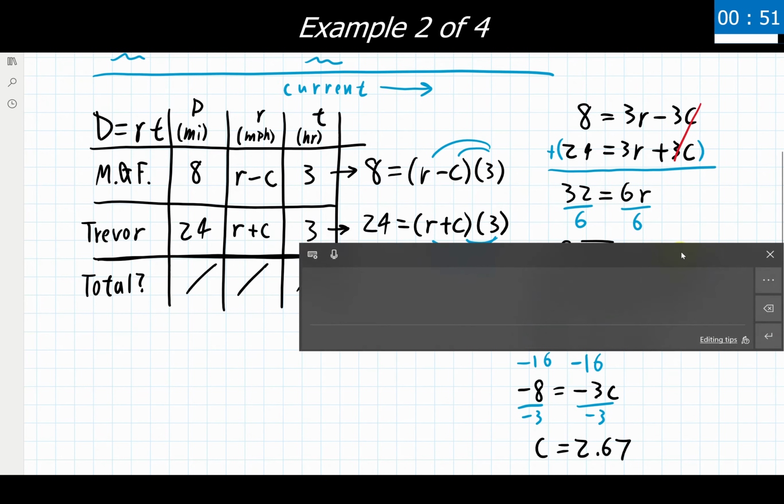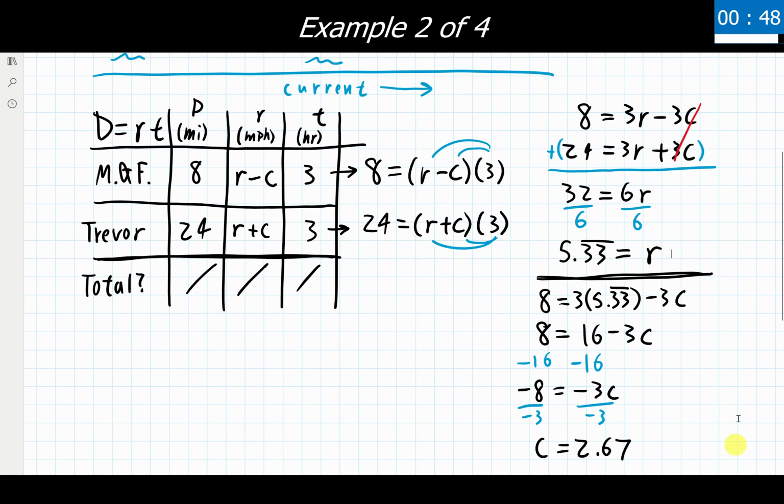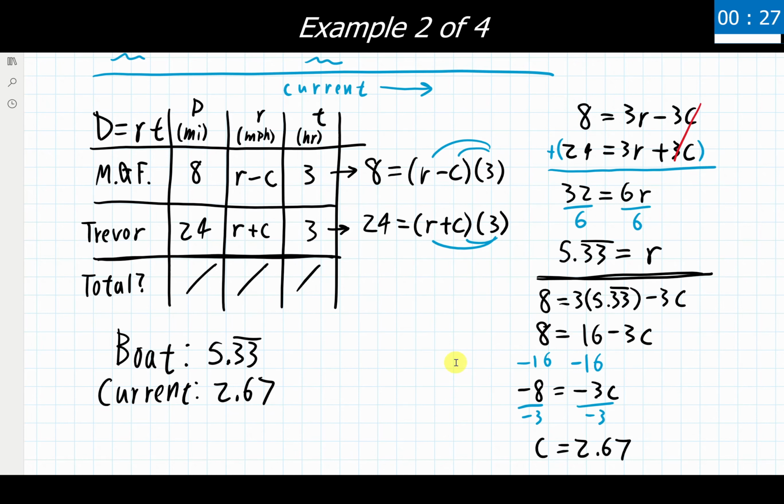So now that we have the top speed of the boat and the current speed, we can go ahead and write that over here, just summarizing it all. We have the boat's top speed is approximately 5.33 miles per hour, and the current has a speed of approximately 2.67 miles per hour. Now, generally speaking, with a lot of these, we don't get as gross decimals showing up as these, but I think it's worth seeing that it can still show up from time to time, and we can still work with that all the same.